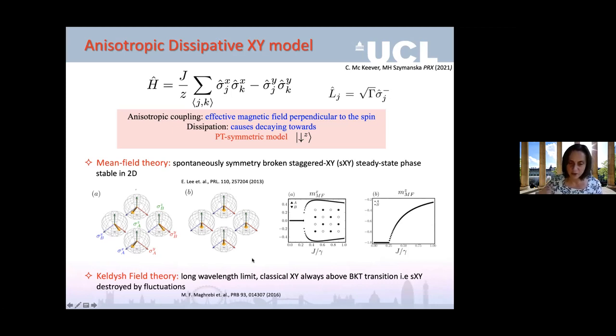theory, looking at fluctuations in the long wavelength limit, actually shows that this phase is never stable, because the model could be mapped to classical XY, but being always above the BKT transition. So because of the way the dissipation acted on the interaction, it was always above BKT. You could never tune the system to be below BKT.